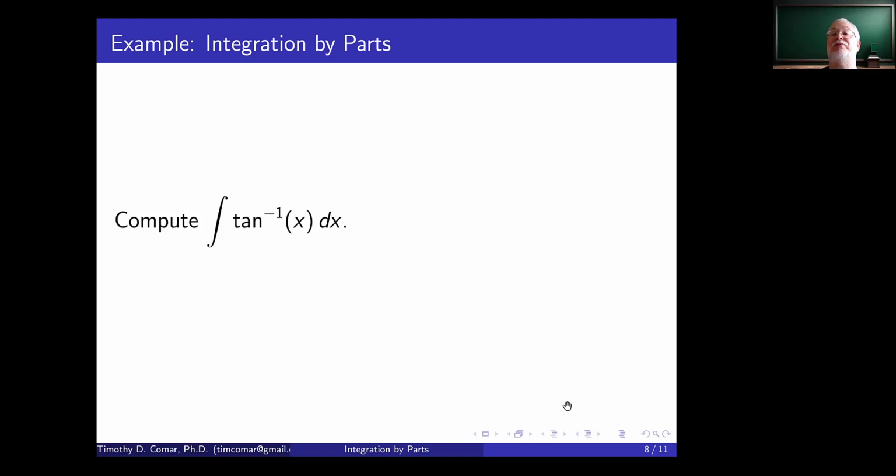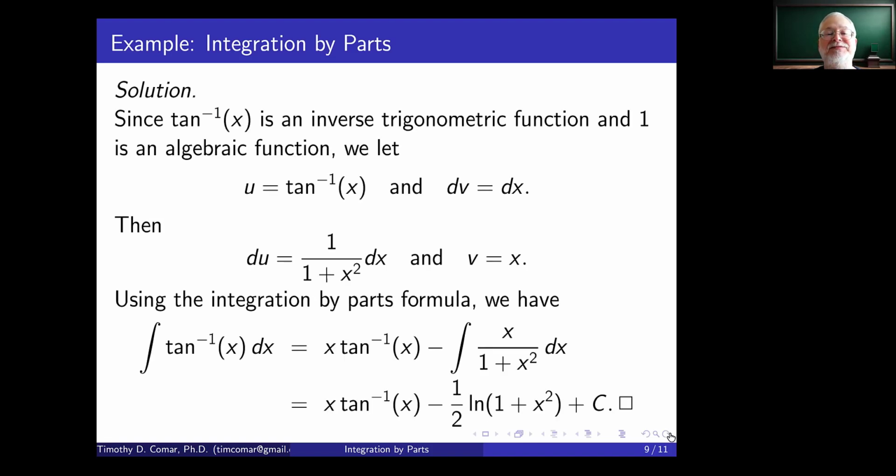Here's another example that we're going to use with integration by parts. We're going to compute the indefinite integral of the arctangent function. But notice this arctangent function just looks like a single function. We don't see two different factors. Well, one can be considered a factor here. Since arctangent is an inverse trigonometric function and 1 is an algebraic function, we're going to let u be arctangent of x, and we're going to let dv simply be dx.